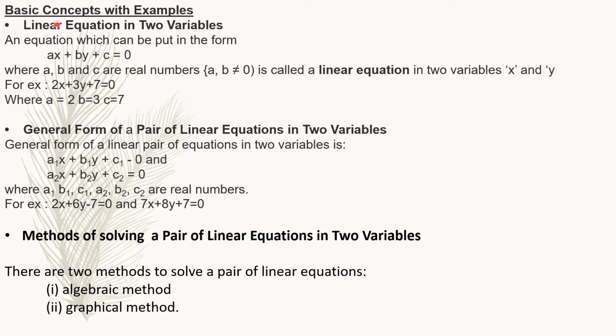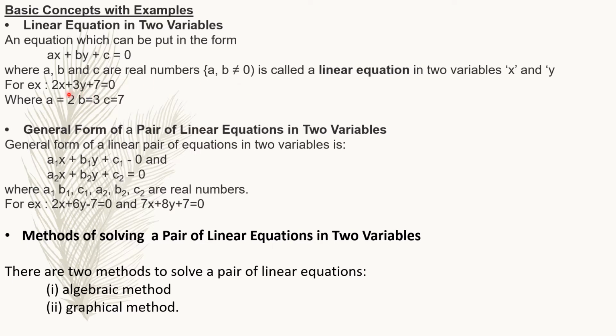So let us come to the basic concepts. Here the definition of a linear equation in two variables is given. So what is the definition? The definition is that an equation which can be put in the form ax plus by plus c equals 0, where a, b, c are real numbers. We know that real numbers are those numbers which are composed of rational and irrational numbers. Such an equation which can be written in the form ax plus by plus c equals 0 is called a linear equation in two variables x and y.